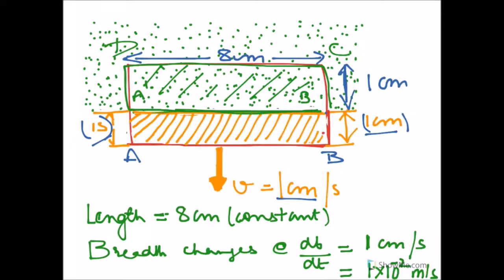But we see that the length of the area that contains the magnetic flux remains the same, that is 8 cm. But the breadth of the area that contains the magnetic field after 1 second has reduced. So the breadth is changing at the rate of dB dt, that is 1 centimeter in 1 second. It is at this rate it is decreasing. 1 centimeter per second can also be equal to 1 into 10 to the power minus 2 meter per second.